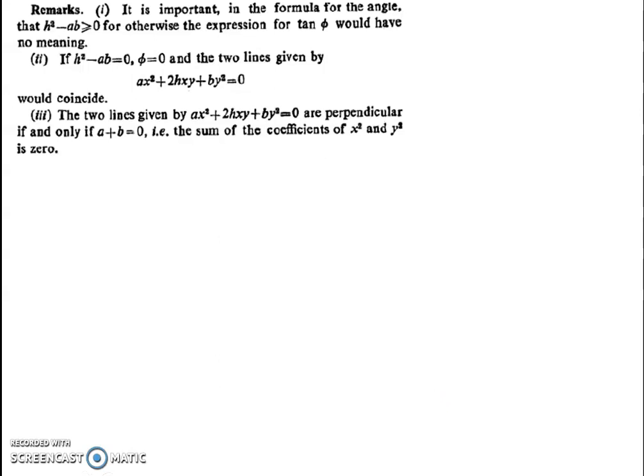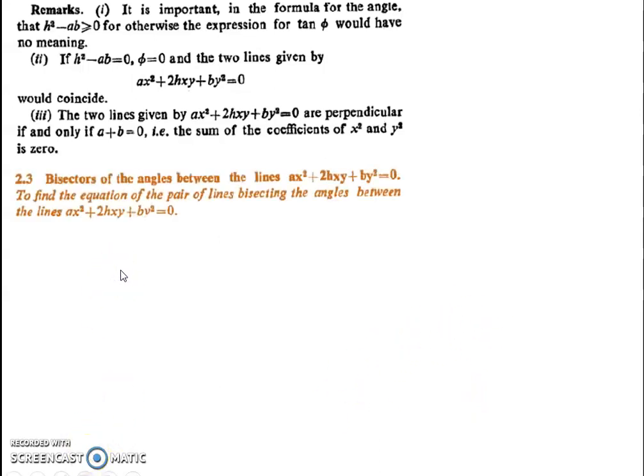Remarks: it is important in the formula for the angle that h square minus ab must be greater than or equal to 0, for otherwise the expression for tan phi would have no meaning. If h square minus ab is equal to 0, that means phi is 0, and the two lines given by this would coincide. The two lines given by ax square plus 2hxy plus by square equal to 0 are perpendicular if and only if the trace is equal to 0, that is a plus b is equal to 0, the sum of coefficients of x square and y square is 0.